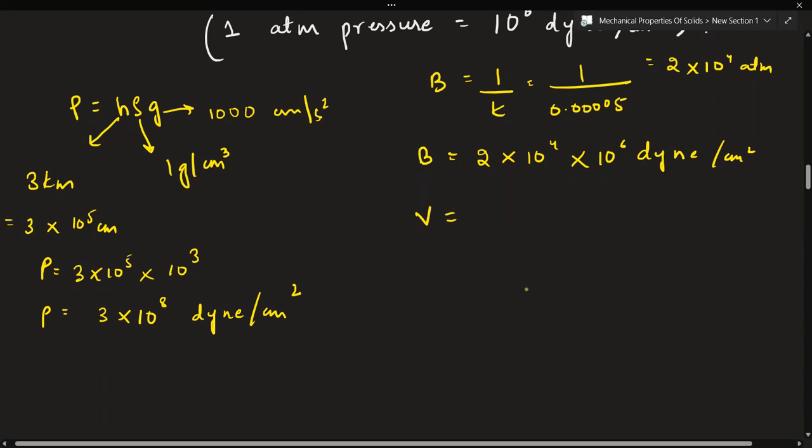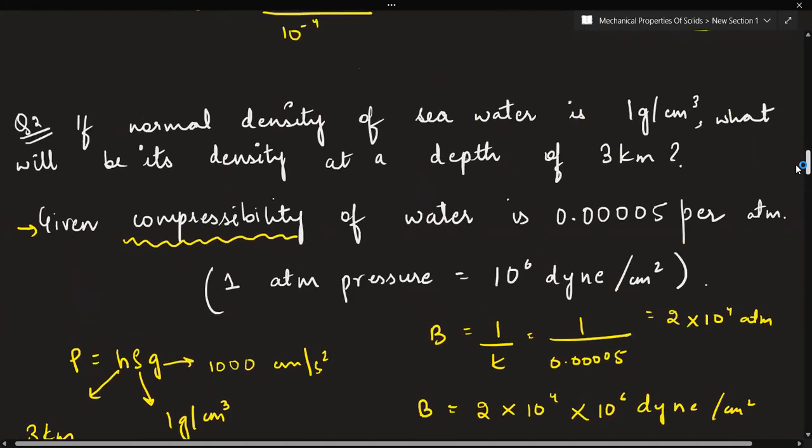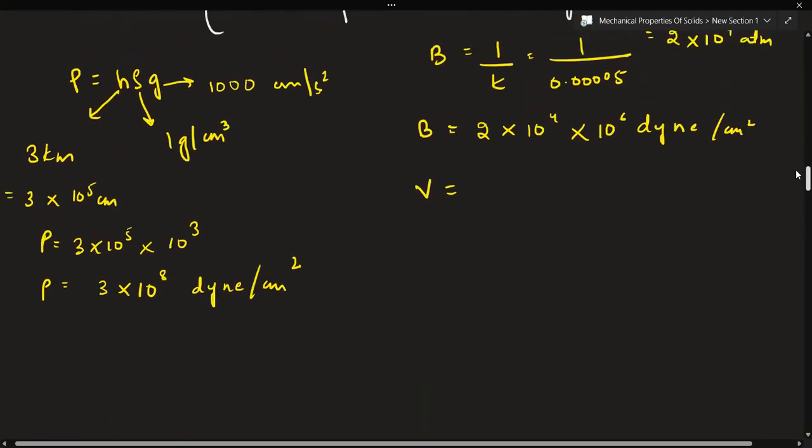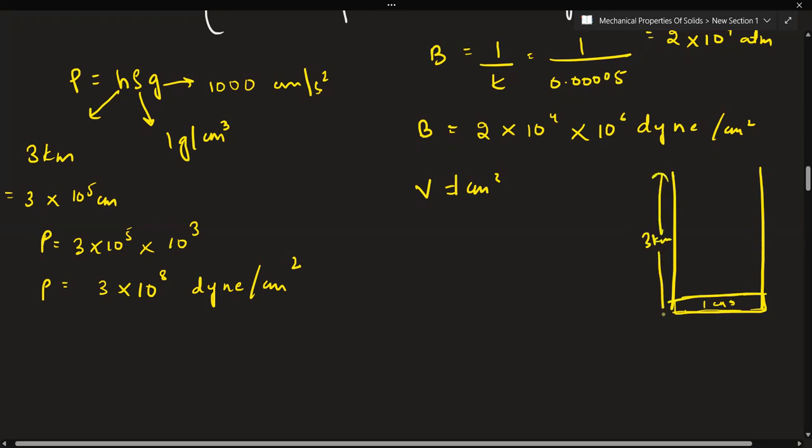Okay, see, volume is given. We have to know the volume. It was given in the density. We can find out it's 1 gram in 1 centimeter cube. So volume becomes 1 centimeter cube itself. I hope you know how we are calculating. Let this be the depth, then we are calculating it for this much portion, which is 1 centimeter cube, and the height is given as 3 kilometers. This much portion, right? So volume is this.